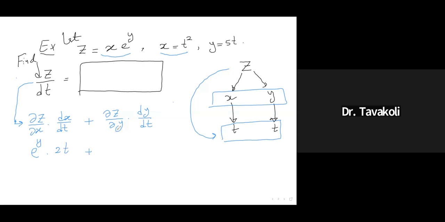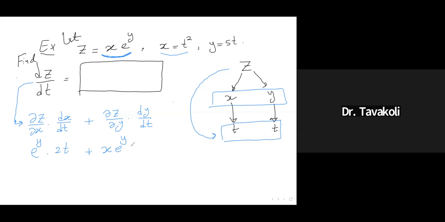Partial of z with respect to y. Again, in z equals x times e to the y, I assume x is a constant and y is the variable. The partial derivative is a constant times the derivative of e to the y, which is e to the y with respect to y. So again, it is x e to the y, because I deal with x as a constant and y as the variable.